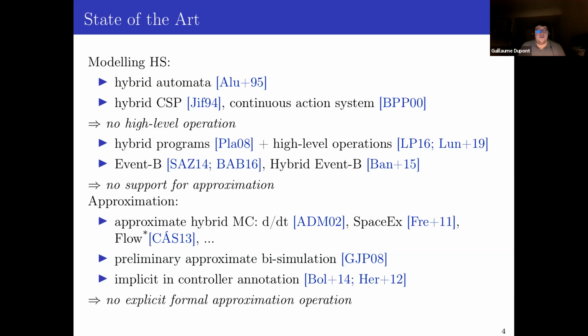I would also like to point out that there is a lot of work around controller annotation, basically taking a C program, annotating it with information about the system and proving it. But usually the approximation is already performed because this is an implemented controller. So there is no explicit formal approximation operation.